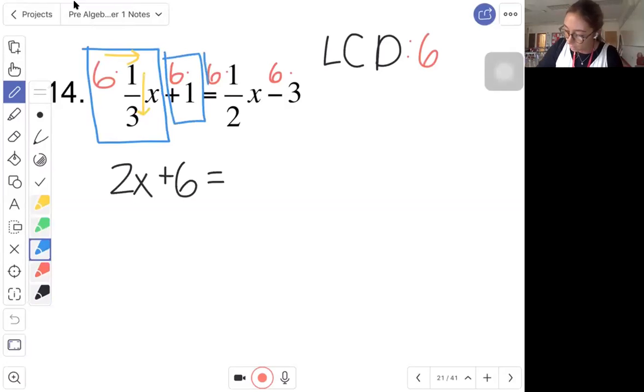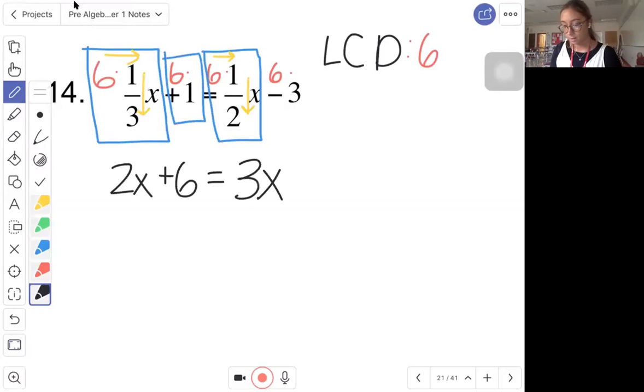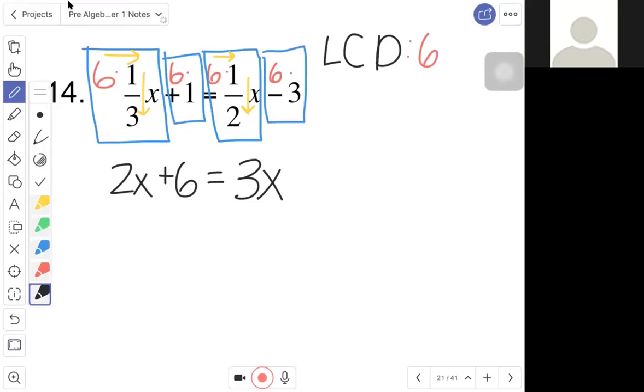Next, we have 6 multiplied by 1/2 x. So we're going to do the same thing. We're going to multiply over. 6 times 1 is 6. And 6 divided by 2 is 3. And we'll bring our x, 3x. And then what's 6 times 3? Or 6 times -3? Negative 18. Thank you.